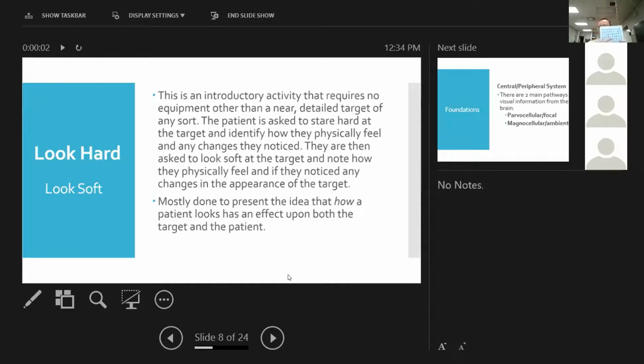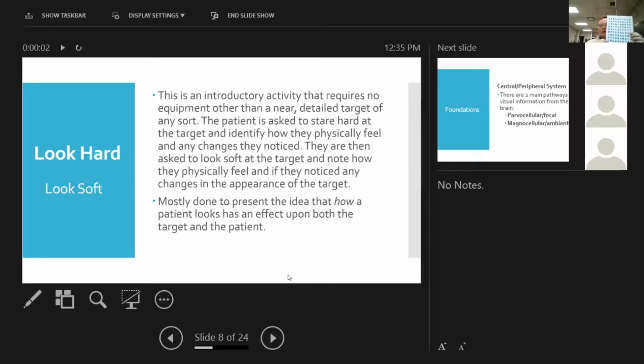So if they're focusing hard on the center of the target, they're going more central. That means they should be blocking out more of their magnocellular or their periphery. So these ones over here should go blurrier, okay? Then I'll say, now look soft and note, how do you feel and how does this feel out here?